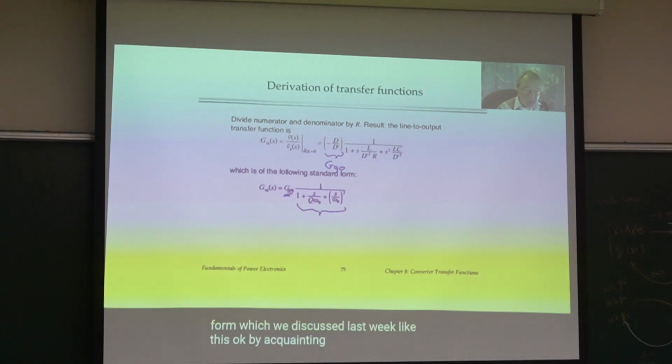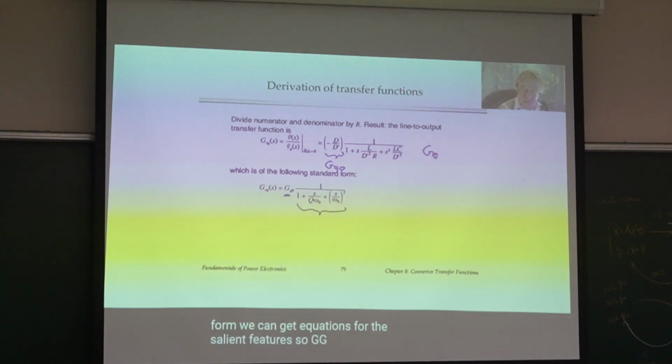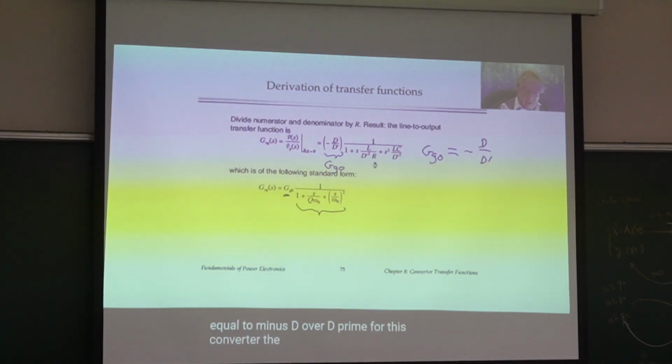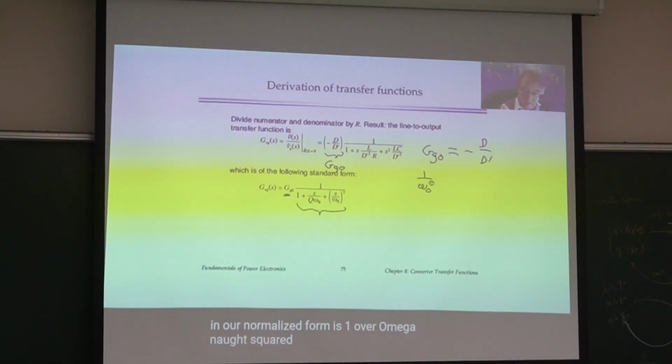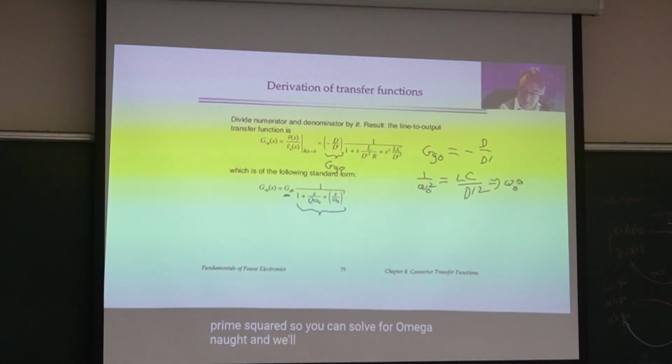So this is the transfer function, which is a second order low pass filter. By equating like terms, we can get equations for the salient features. So G0 is apparently equal to minus D over D prime for this converter. The coefficient of s squared in our normalized form is 1 over omega naught squared, and that should be the same as this coefficient, LC over D prime squared. So you can solve for omega naught.